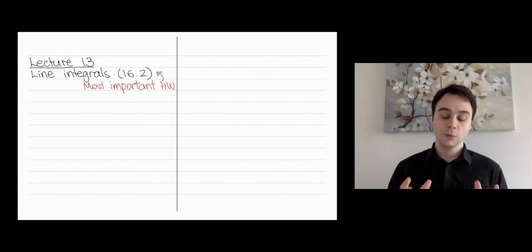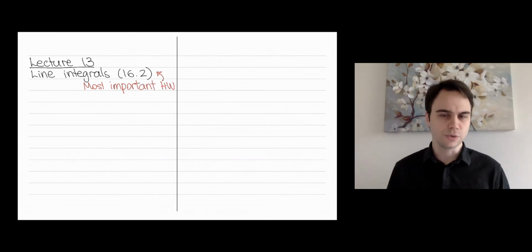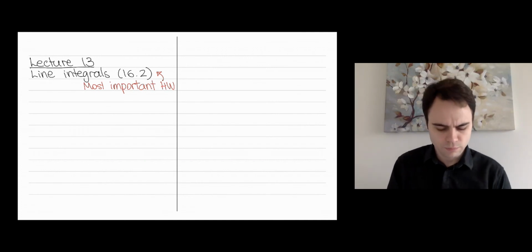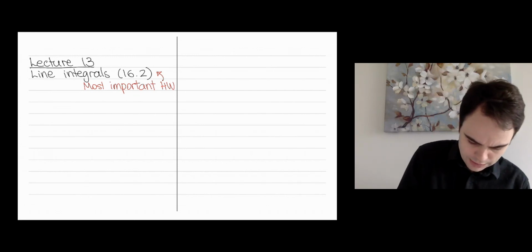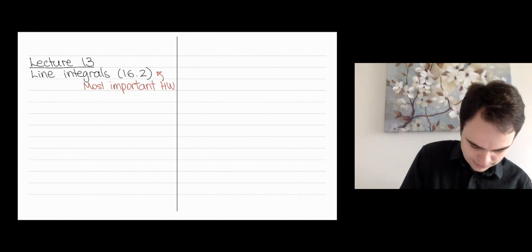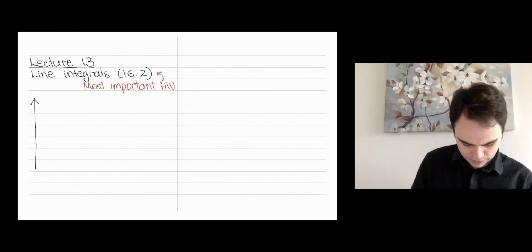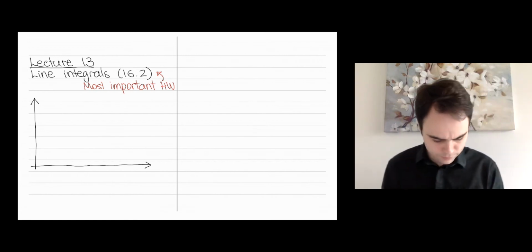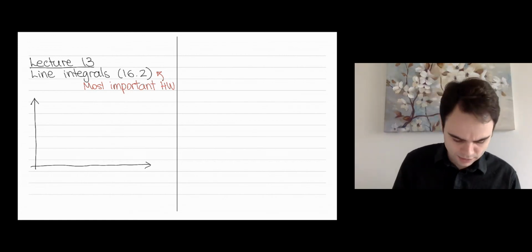We're going to be doing integrals over curves in the plane and in 3D space. Usually I'll start by discussing the 2D case because that already contains the essential features, and it's easier to draw, and there are fewer letters to write. You just write x and y instead of x, y, and z. Okay, so here are the x and y axes in the plane, and here's a curve.